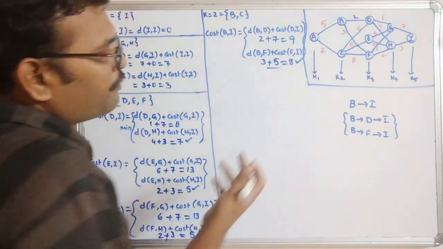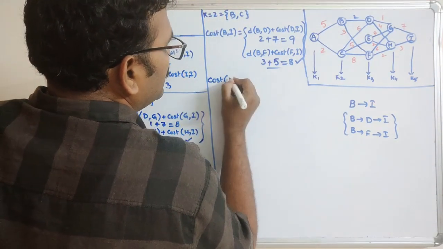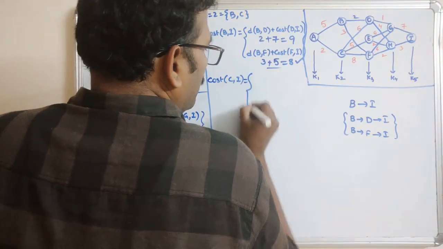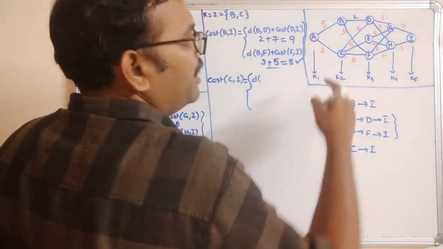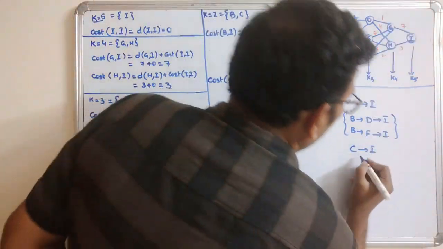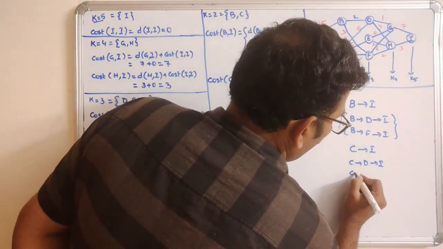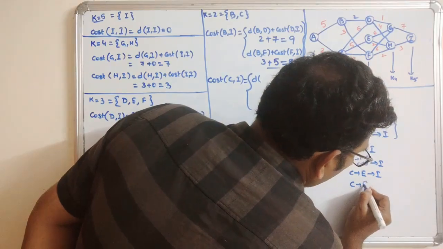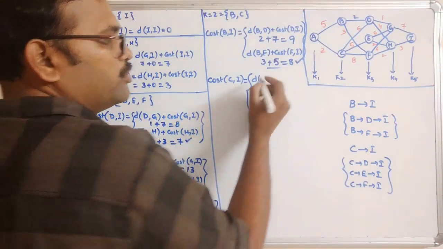And any other vertex in the stage 2? Yes, C. Now find out the cost from C to I. Okay, C to I. Any other possibilities you can check. So C to D and D to I. C to E and E to I, C to F and F to I. So there are 3 possibilities here. So we need to check all those things.